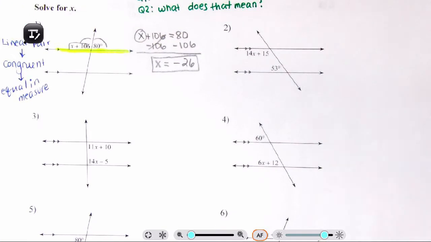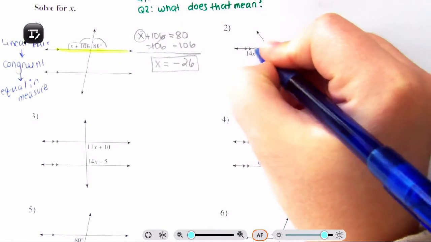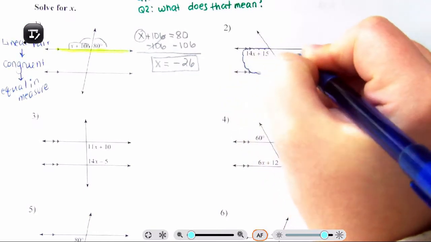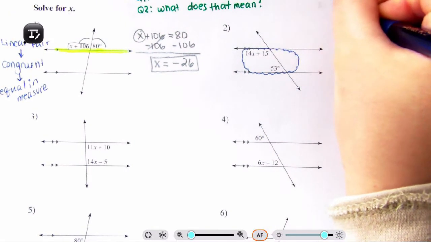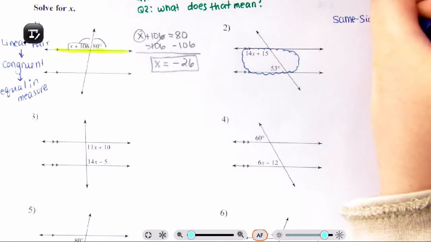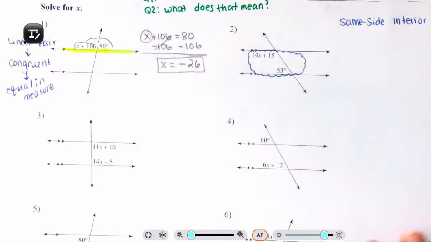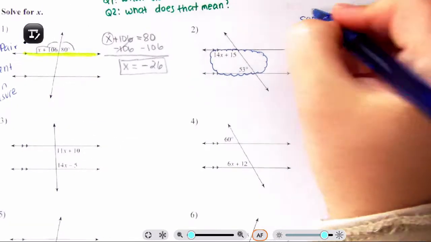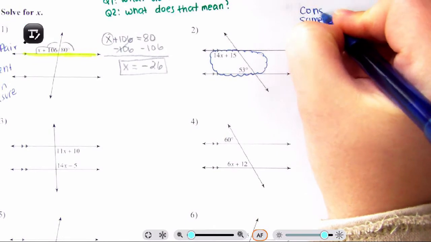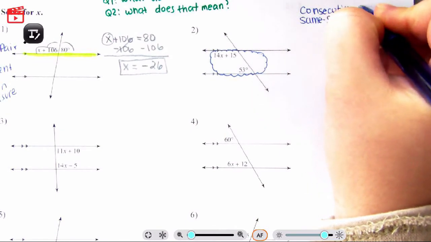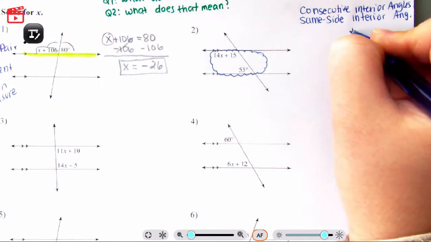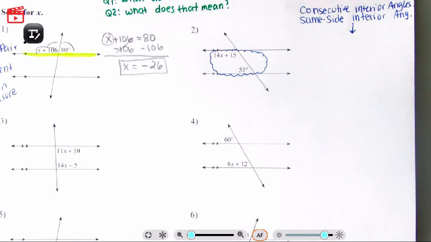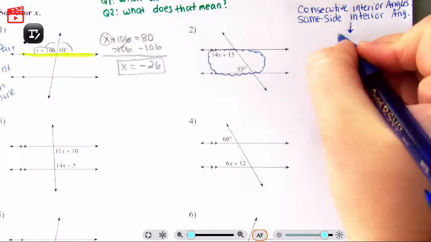Number two, what do we have? What does that mean? Looks like I have angles that are on the inside of the bubble and on the same side. So what do we have? We have same side interior angles. Now in my class, we would not be saying same side interior. In my class, we're going to say consecutive. Consecutive interior or same side interior. And what does that mean? If they are on the same side on the inside, they are supplementary.